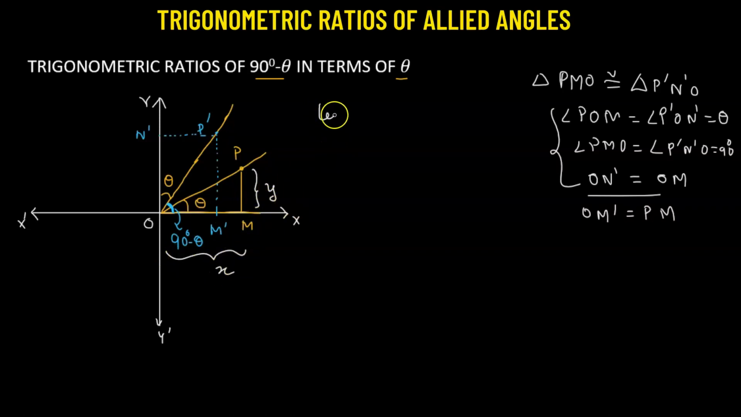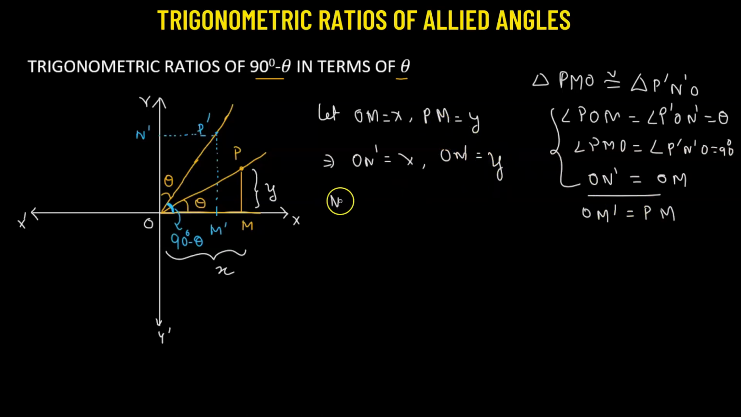So let's write it down. Let OM be equal to X and PM be equal to Y, which implies that since OM is equivalent to ON prime, ON prime will be equal to X, and OM prime is PM, so OM prime will be equal to Y.